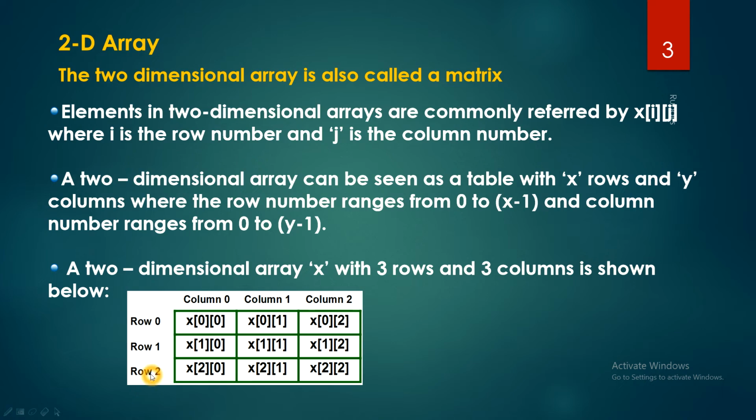If the row number is x and column number is y, then because it starts from 0, the row number ranges from 0 to x minus 1, and the column number ranges from 0 to y minus 1. A two-dimensional array X with 3 rows and 3 columns is here. So it is x00, x01 in this way. This is a two-dimensional array and it is called a matrix.